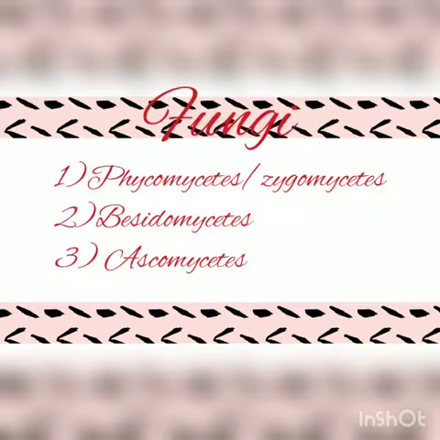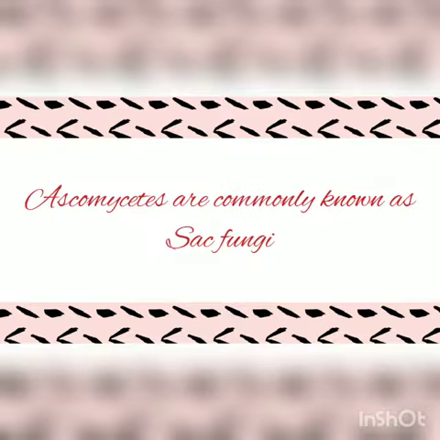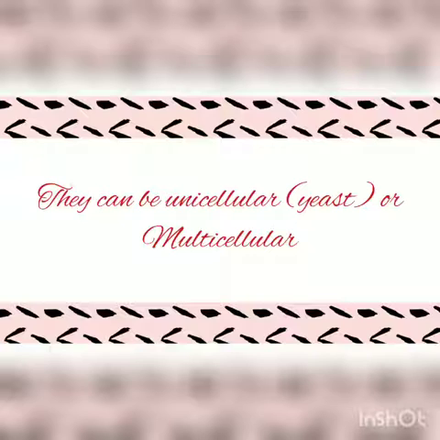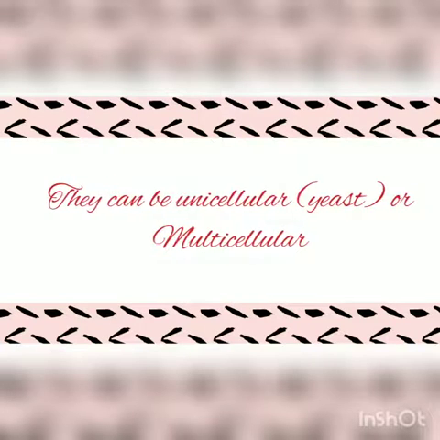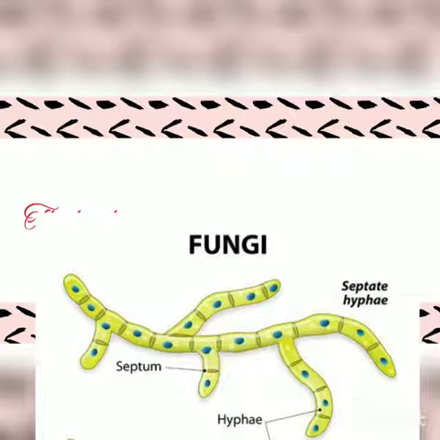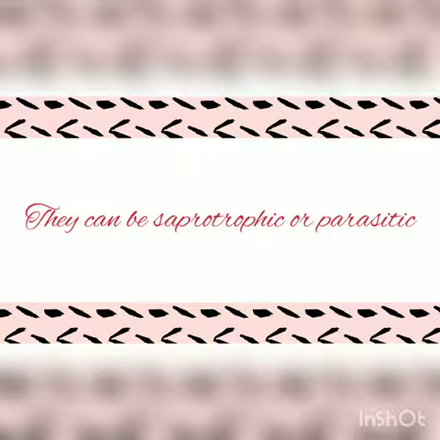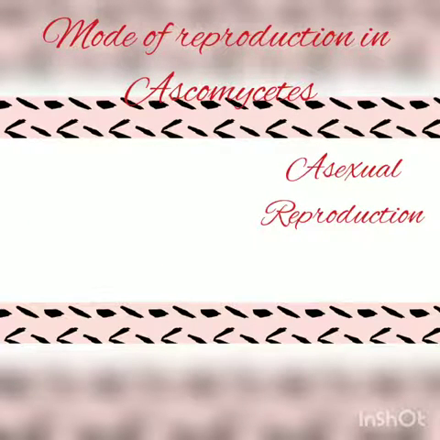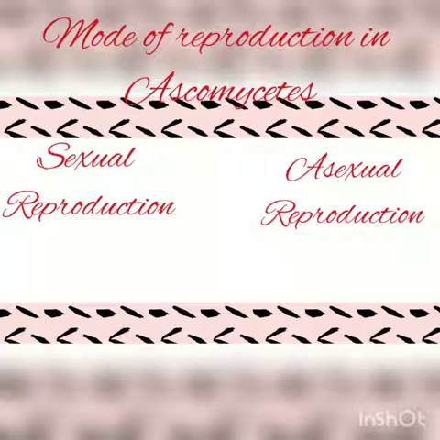Now we will understand about the third class of fungi, that is ascomycetes. Ascomycetes are commonly known as sac fungi. They can be unicellular as well as multicellular. The hypha in ascomycetes are septate, that is, they have septum. Organisms can be saprotrophic or parasitic. Ascomycetes undergo asexual reproduction as well as sexual reproduction.